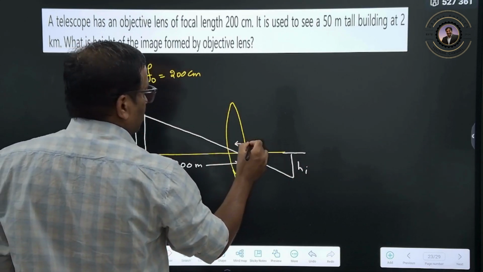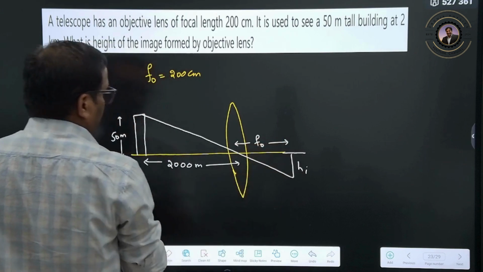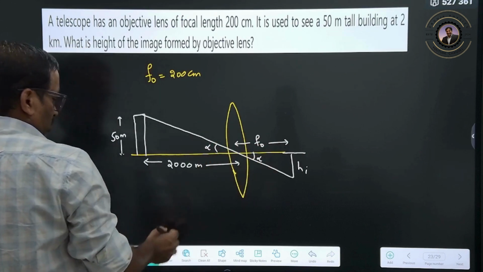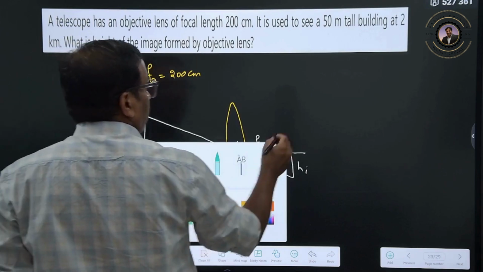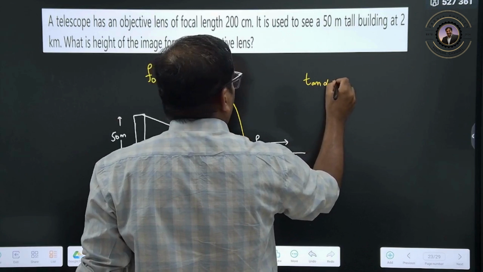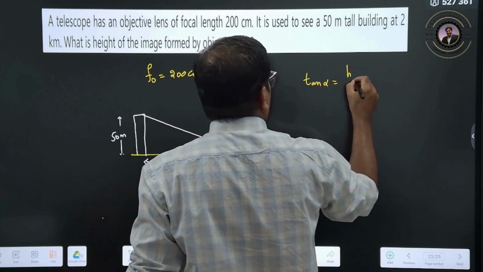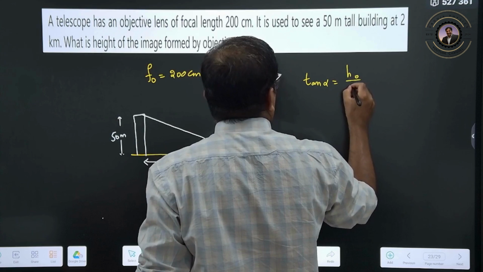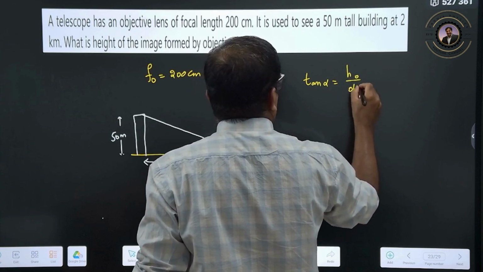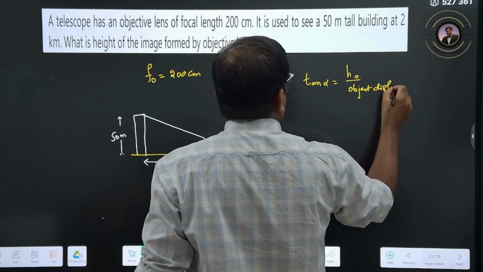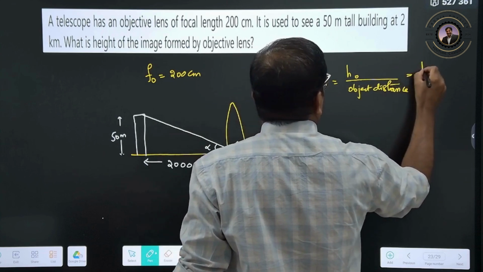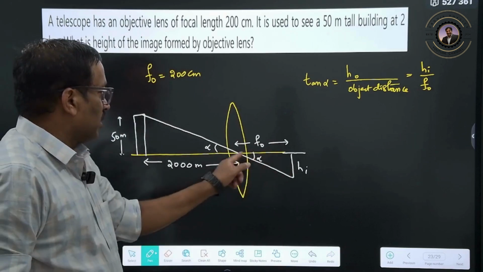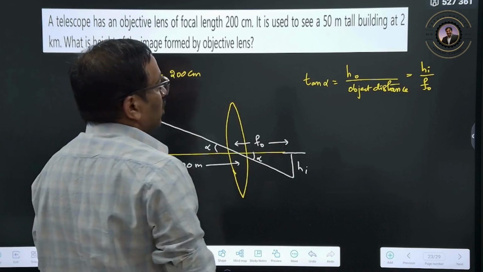Obviously the image will be formed at the focus F0 because the object is at a very far distance. So this is alpha and this is also alpha, the same angles. Therefore tan alpha equals height of the object by object distance, which equals height of the image by focal length of the objective. So this triangle and this triangle. Now he is asking for the height of the image.